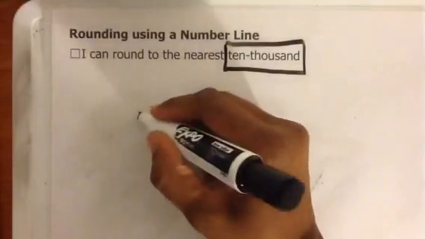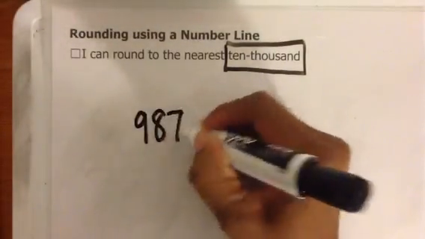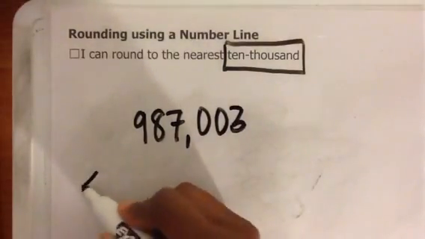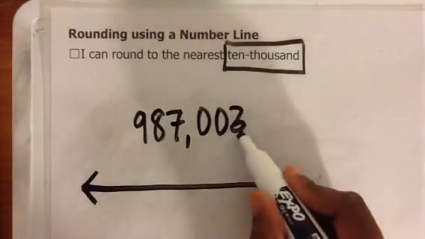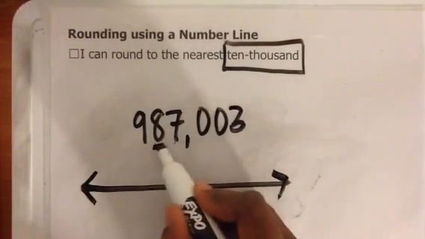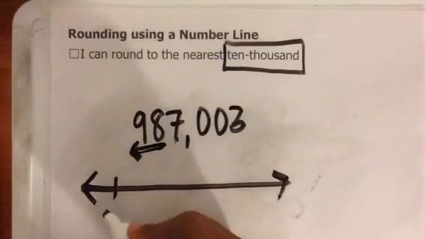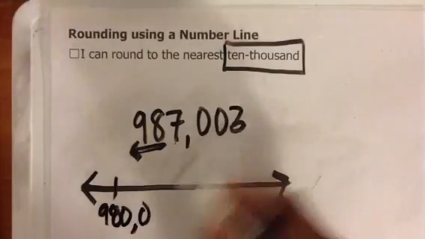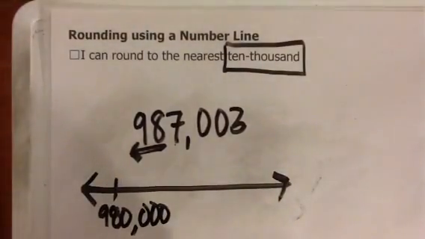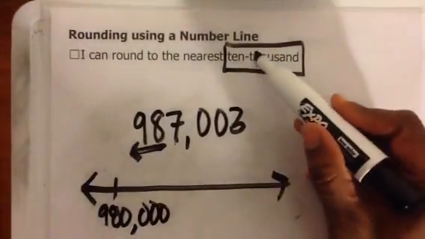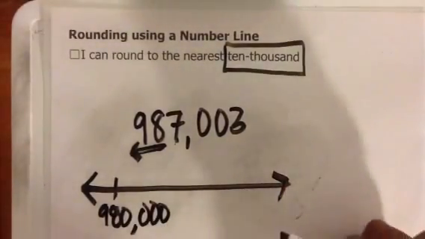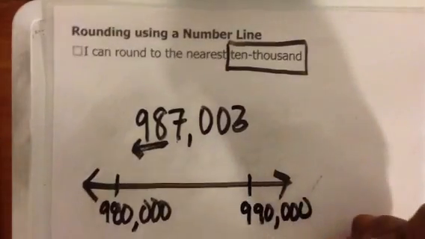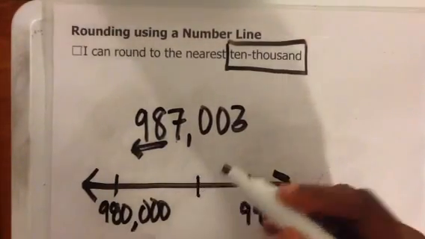Let's do 987,003 to the nearest 10,000. Ones, tens, hundreds, thousands, 10,000. Everything to the left gets left. Everything to the right becomes a 0. 980,000. I'm rounding to the nearest 10,000, so I need to add 10,000. 980,000 plus 10,000 is 990,000. Halfway between 0 and 10,000 is 5,000.